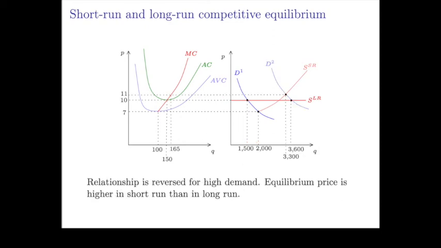Now the relationship could be reversed too. If we started in a situation where in the short run the demand curve was such that the equilibrium price was $11, which is higher than the price at which the long run supply curve is a horizontal line, then because the price is so high, firms are going to be making profits, so more firms are going to enter, and in the long run the price is going to drop and the quantity is going to increase. So we're going to end up in the long run with a higher quantity and a lower price, which is the reverse relationship that we saw with the other demand curve.